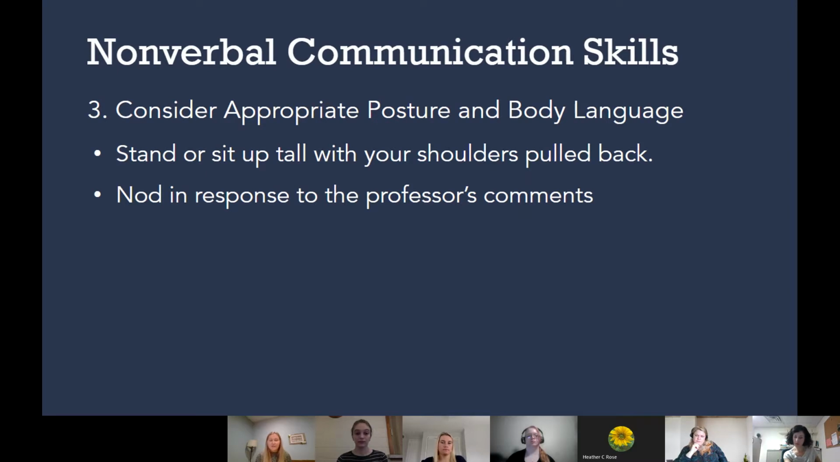So our third aspect of nonverbal communication, consider appropriate posture and body language. So if you stand up or sit up tall with your shoulders pulled back, this reveals confidence. If you nod in response to your professor's comments, this shows that you are actively participating in the conversation, and it shows your professor that you are listening to what they're saying and that you understand what they're saying.